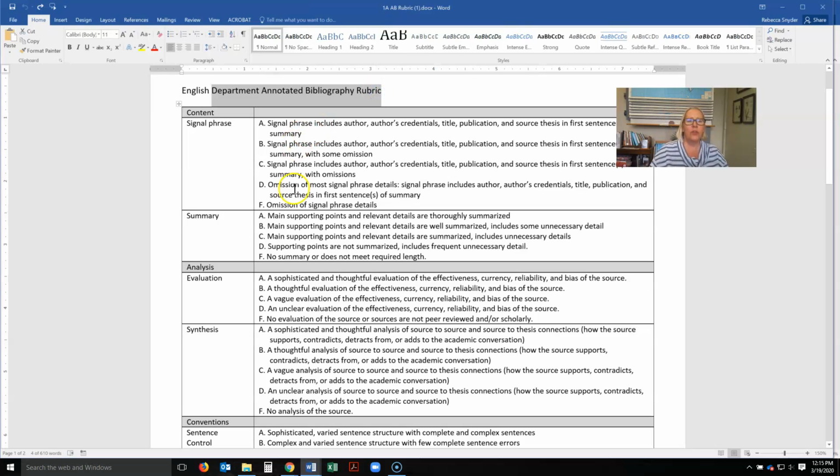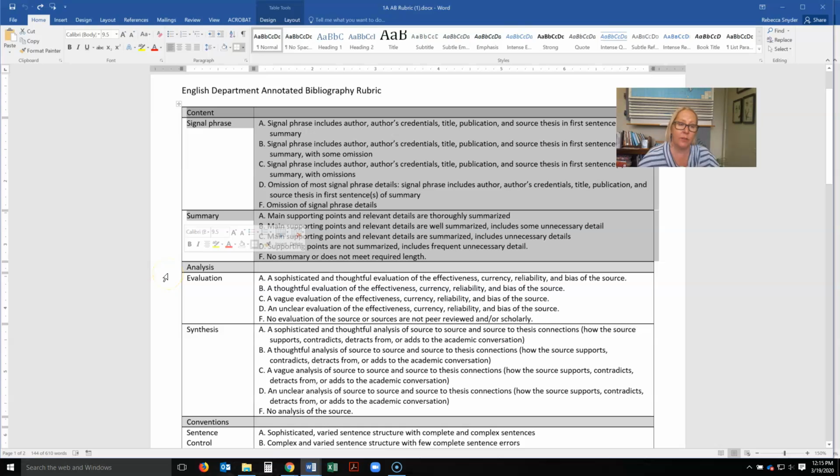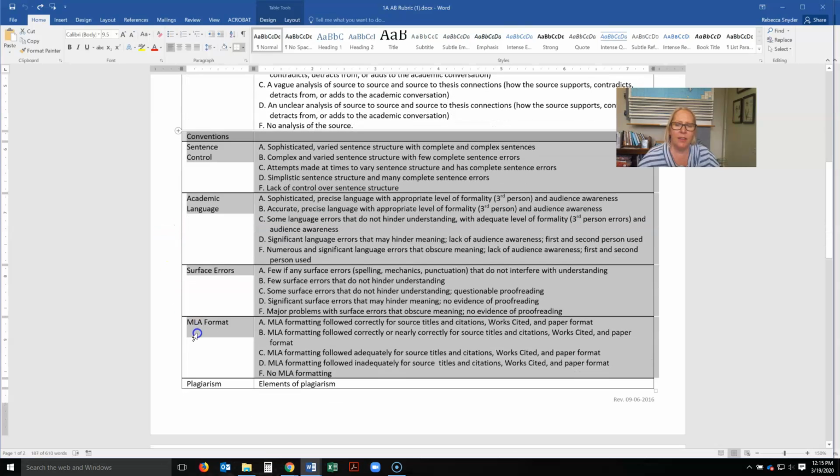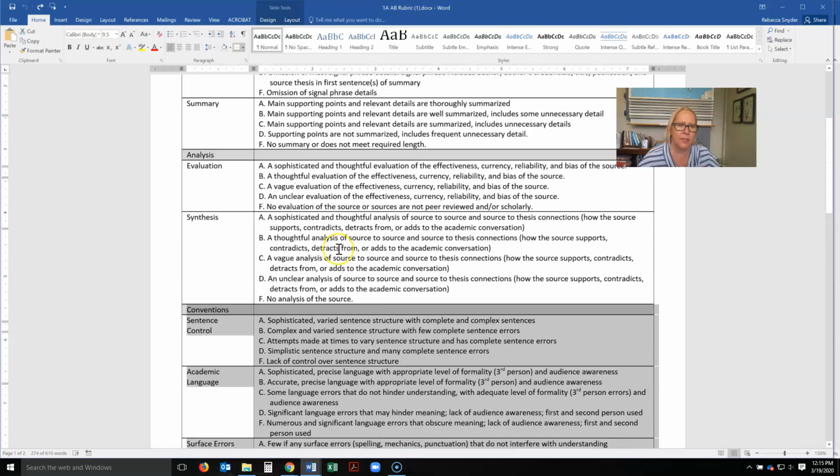Just to review some of the elements and how I teach it, so how you can look at this. You can see there's three different sections: the content, the analysis, and then the language stuff. Did you format it correctly? Did you write complete sentences?